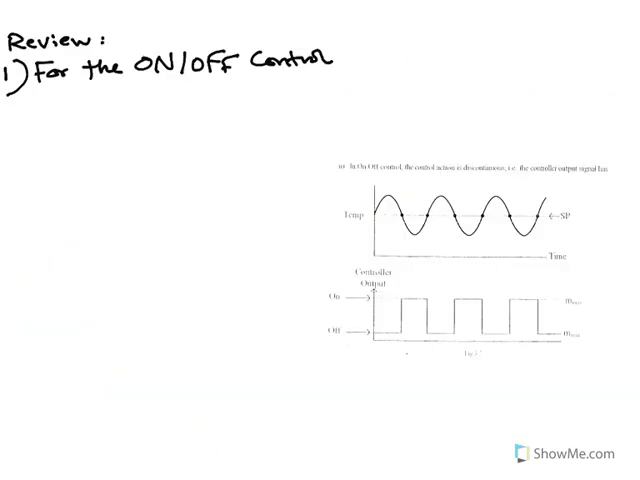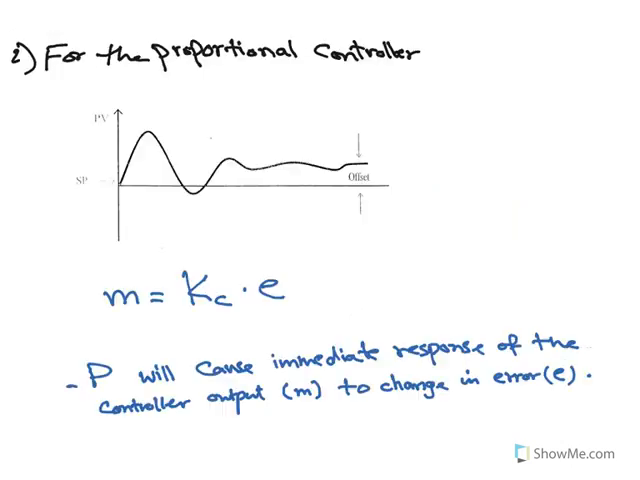Here we can see the variation of the temperature, or the process variable. This is the process variable, and here we have the set point. The process variable is changing and varying across the set point. Here is the controller output. You see it's off, on, off, on, off, on. So this is the case of the on-off controller.